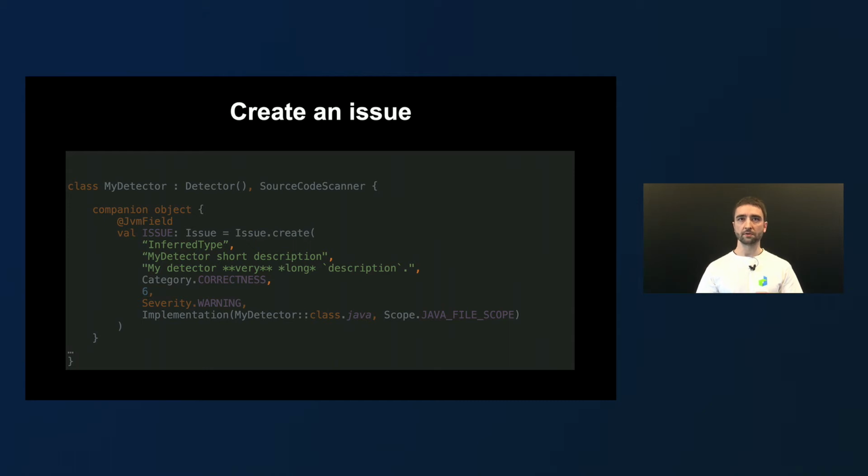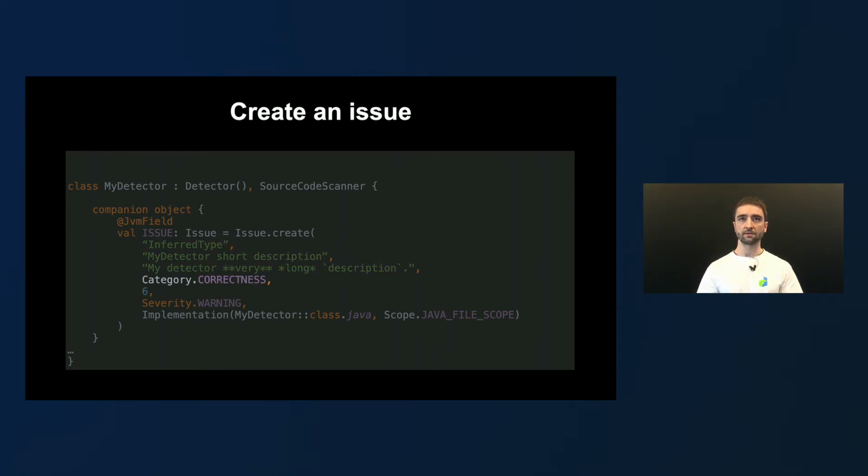Now, we have to add the ID. It has to be legible because it is the identifier used by the SuppressLint annotation to be able to ignore this issue in case there is a false positive. We also have to add a short description, which will be shown in the Gradle report or when hovering the mouse over the highlighted text in Android Studio, and a long description to add more details about the problem.